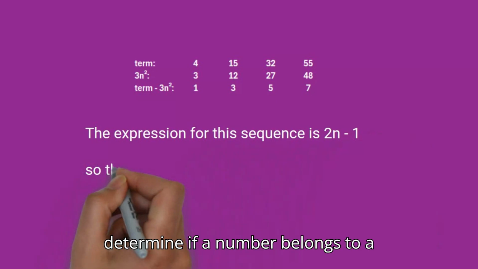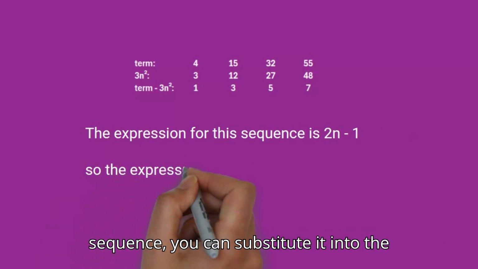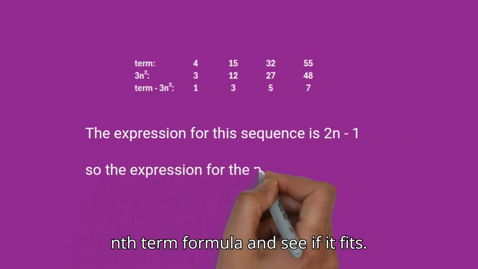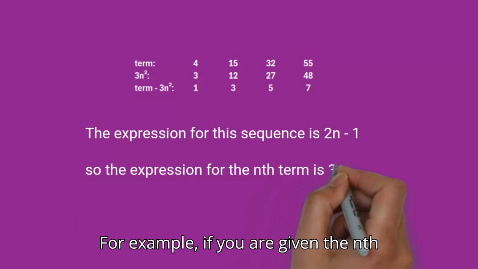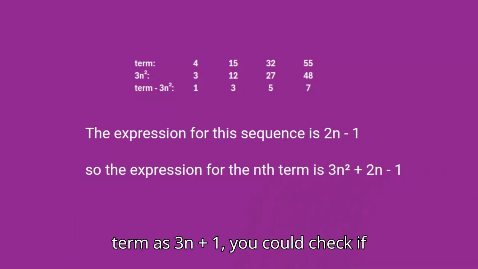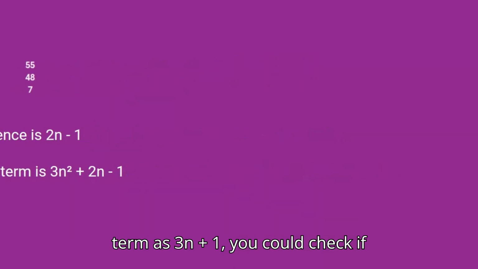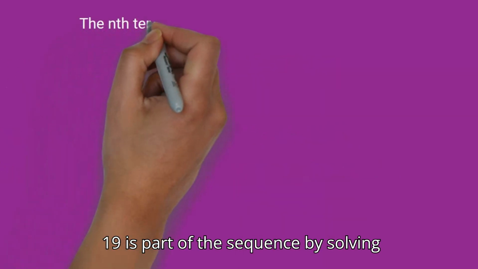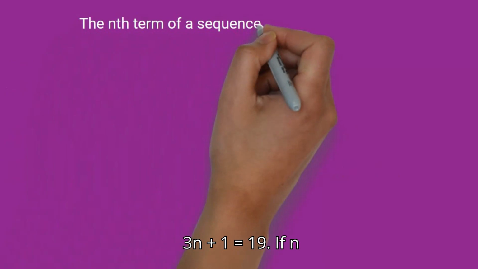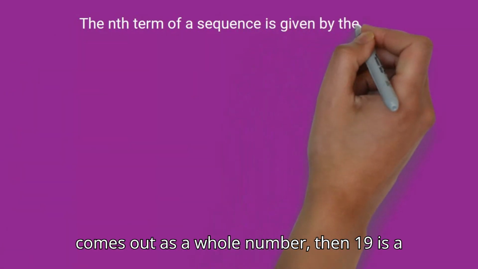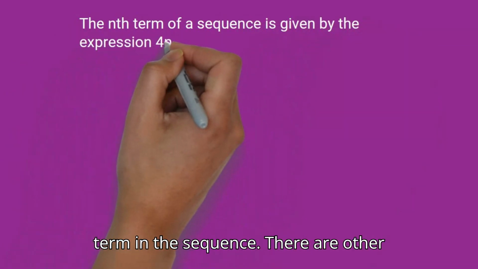To determine if a number belongs to a sequence, you can substitute it into the nth term formula and see if it fits. For example, if you are given the nth term as 3n plus 1, you could check if 19 is part of the sequence by solving 3n plus 1 is equal to 19. If n comes out as a whole number, then 19 is a term in the sequence.